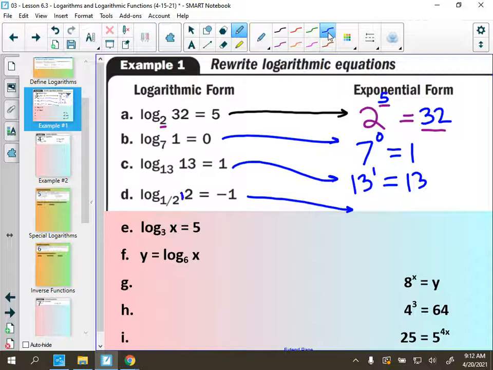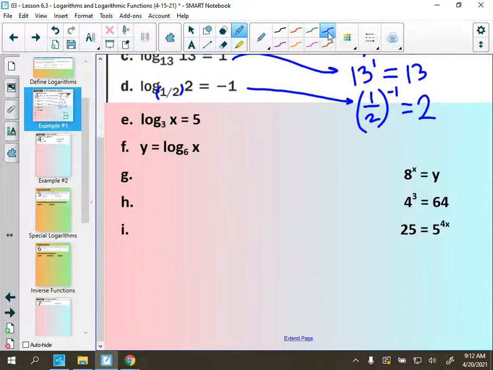With a fractional base on a log, there's like an implied parenthesis there. So when I come to rewrite it, I should keep my base in parentheses. So 1/2 is the base of my power. I'm going to cross it over here to the -1 power equals 2. All right, we'll slide a little bit.